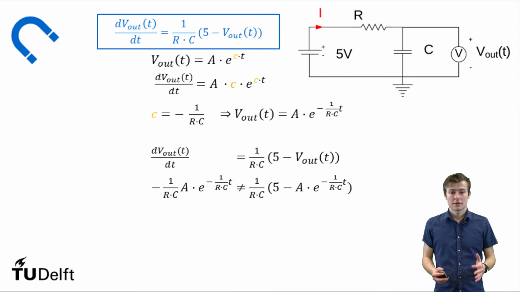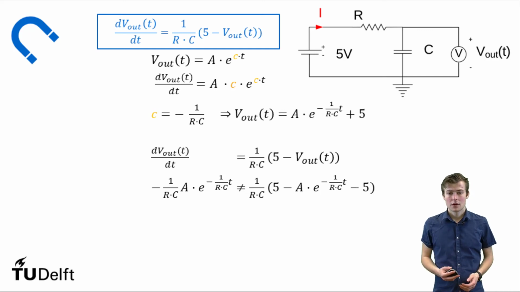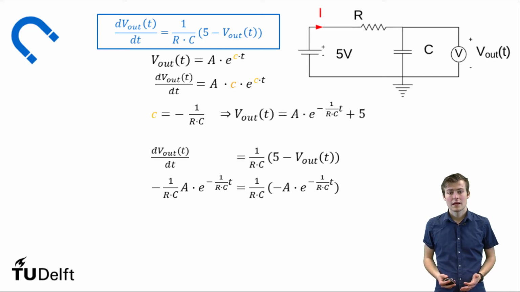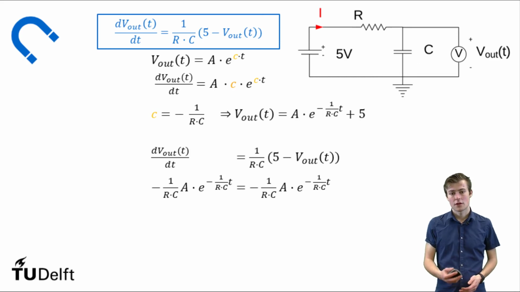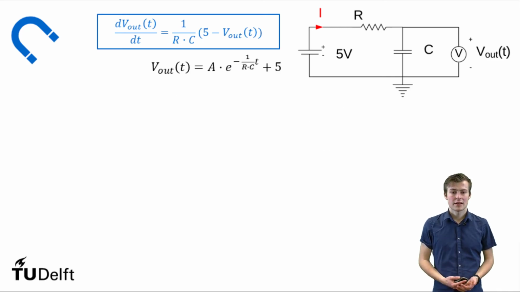Well, we can get rid of this 5 by adding 5 to our output equation. And if we differentiate it, it would still be the same because the derivative of a constant is 0. If we now add 5 on the bottom, we can cancel out those 5s, and we get an equation that is equal on both sides. If we work out the brackets, we can see that both sides are equal to minus 1 over RC times a times e to the power minus 1 over RC times t. So we have that V out is equal to a times e to the power minus 1 over RC times t plus 5, and this satisfies our differential equation.